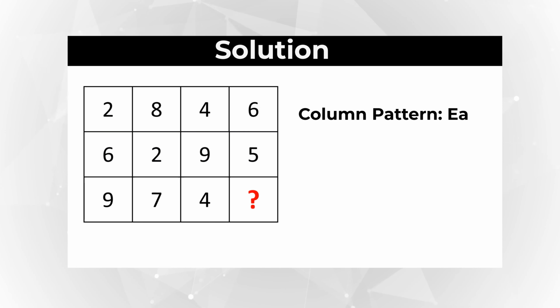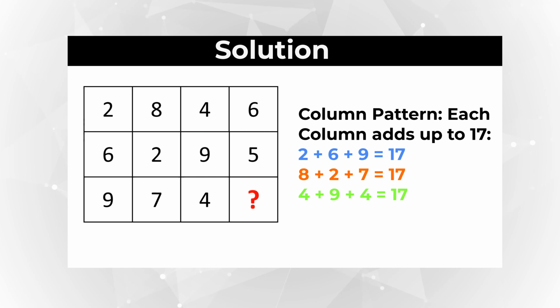For column 1, the sum of values would be 2 plus 6 plus 9 equals 17. Let's look at column 2. The sum will be 8 plus 2 plus 7, also 17. Let's look at column 3. 4 plus 9 plus 4 also equals 17.